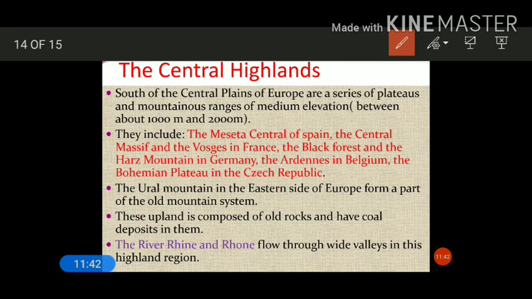These are some of the important ones: Meseta Central of Spain, the Central Massif, the Vosges in France, Black Forest and the Harz Mountain in Germany. These are all block mountains almost. The Ardennes in Belgium, the Bohemian Plateau in the Czech Republic are some of the important plateaus lying in the Central Highlands.